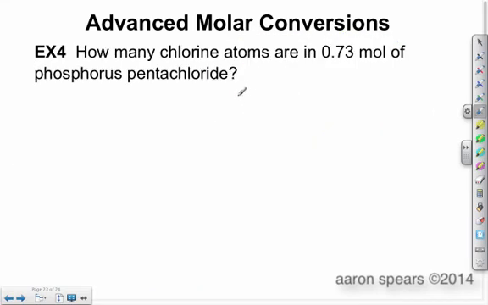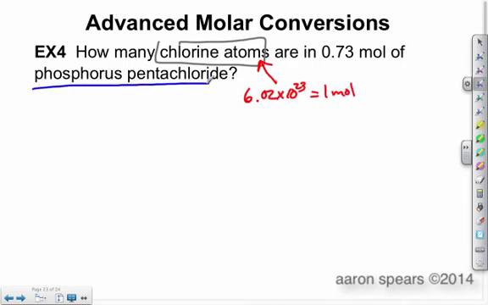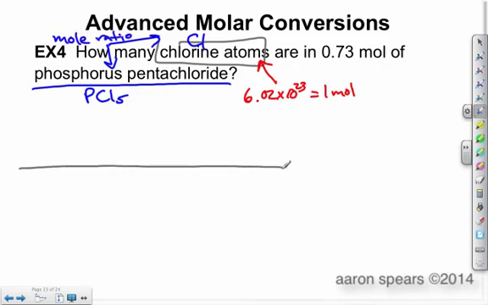In our final example, we are asked to find how many chlorine atoms are in 0.73 moles of phosphorus pentachloride. Now the word atom should jump out at you as telling us that we're going to use Avogadro's number somewhere in this math problem. But notice we're given phosphorus pentachloride, but we're asked to find something out about just chlorine. Whenever what you're given is not the same substance as what you're trying to find, you know that you're going to perform a mole ratio.